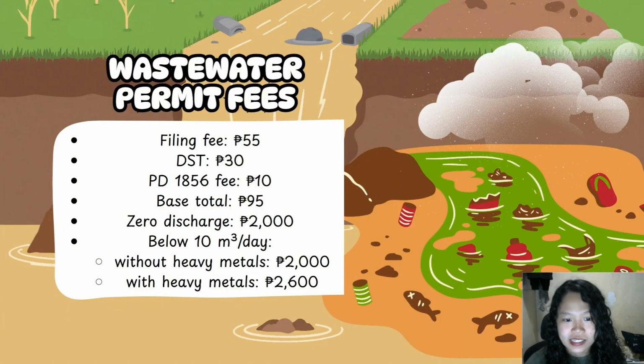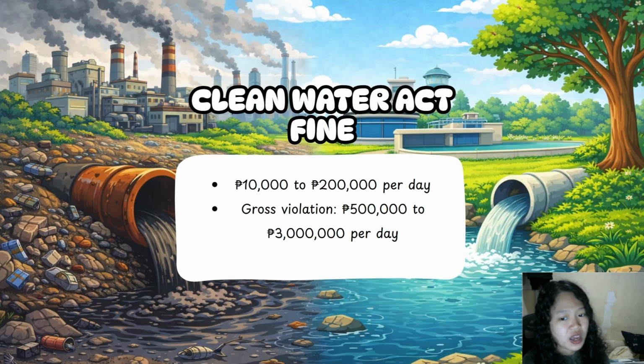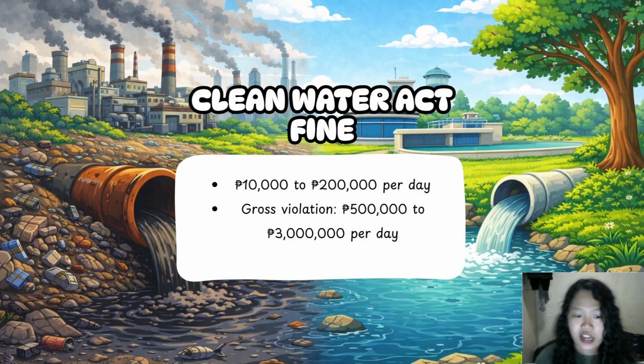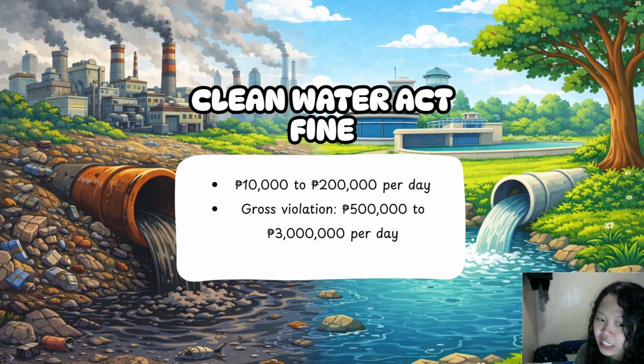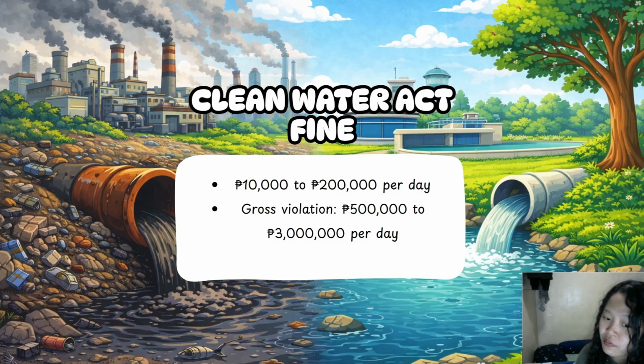So next is Clean Water Act. Client: May water pollution violation po kami. Magkano po ang penalty? Lawyer: Under the Clean Water Act, Republic Act 9275, violations are heavily penalized. The fine ranges from 10,000 pesos to 200,000 pesos per day of violation. Kapag gross violation, pwede itong umabot sa 500,000 to 3 million per day. Daily po ang computation nito, at habang tumatagal ang violation, lumalaki rin ang penalty.